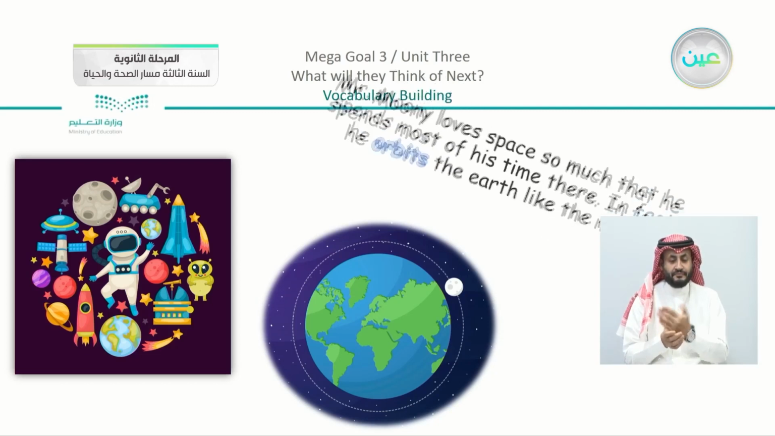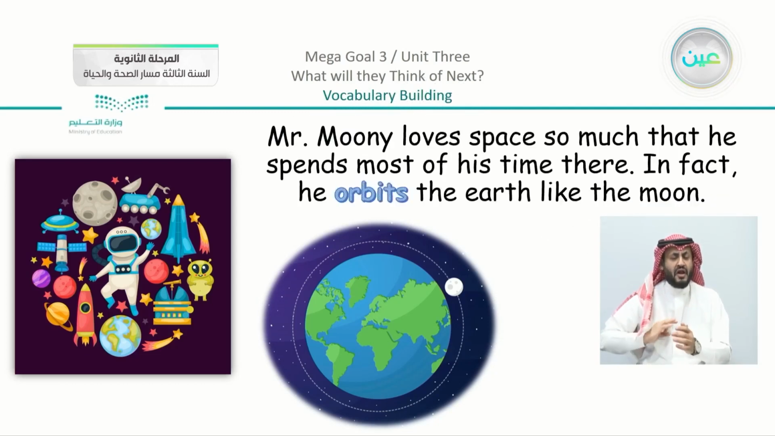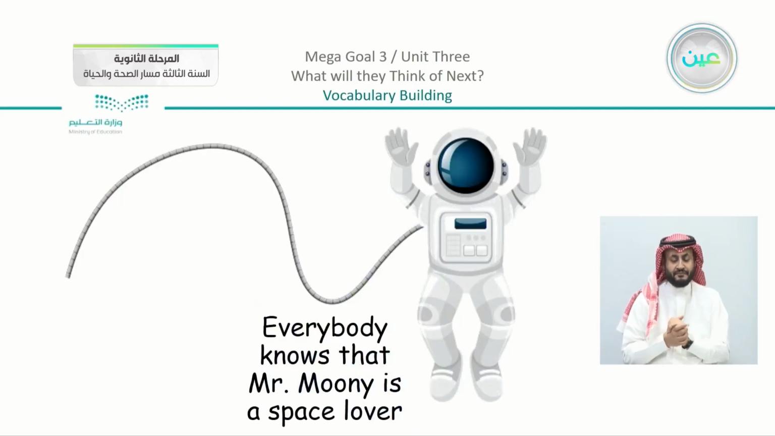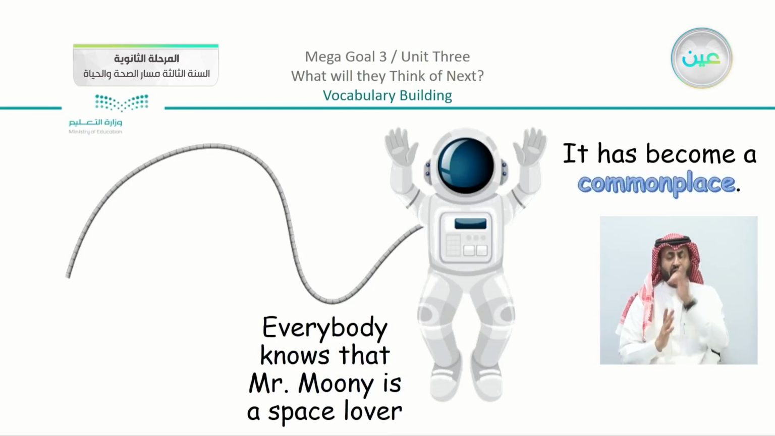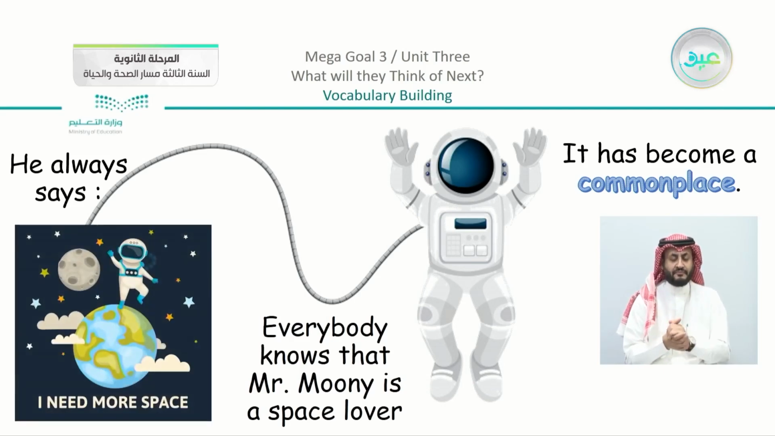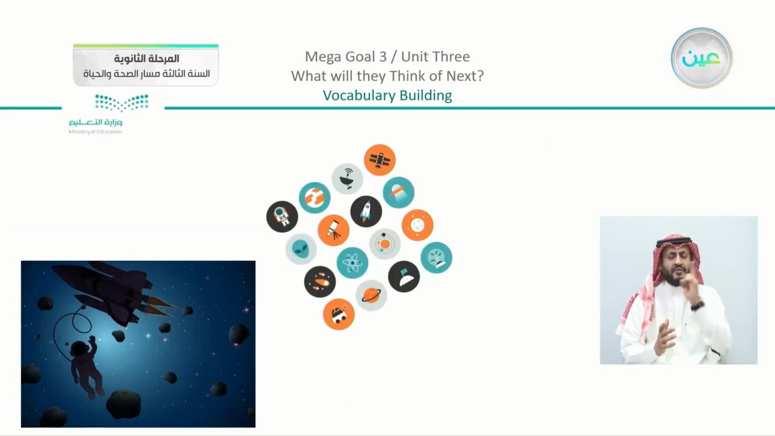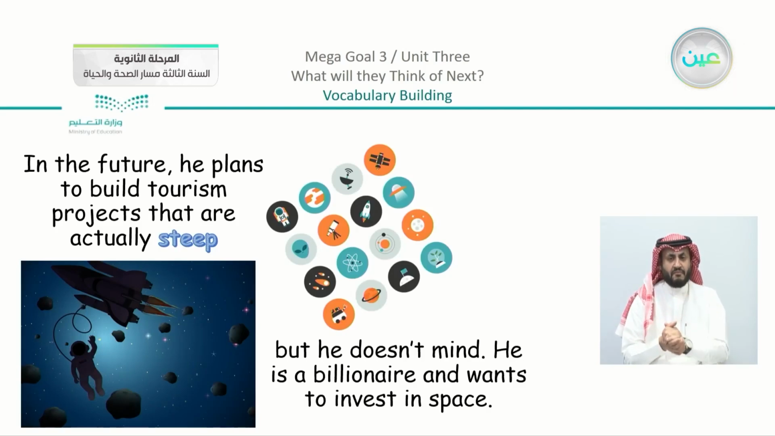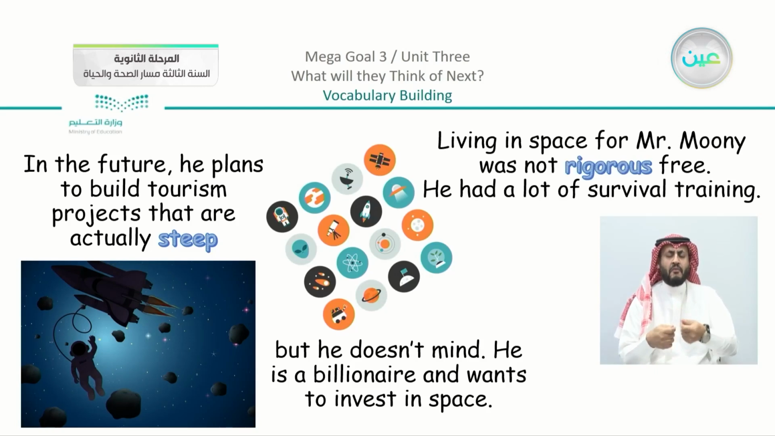We have here Mr. Mooney. He loves space so much that he spends most of his time there. In fact, he orbits the Earth like the moon. Everybody knows that Mr. Mooney is a space lover. He has become a commonplace. He always says, I need more space. In the future, he plans to build tourism projects that are actually steep. But he doesn't mind. He is a billionaire and wants to invest in space.